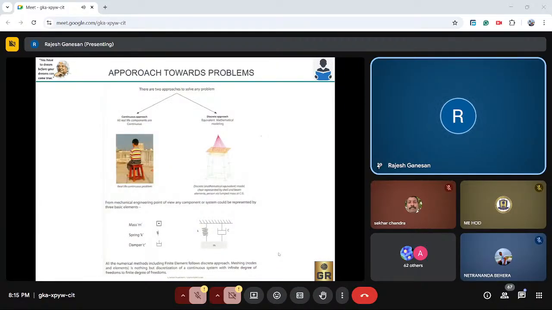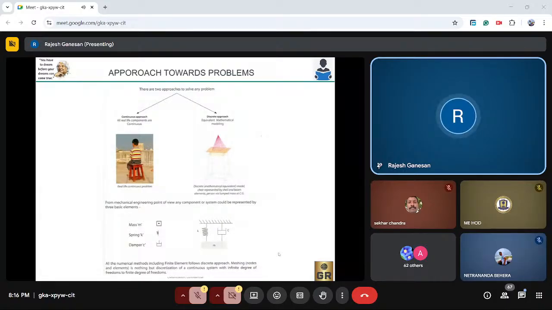The next one is the approach towards the problem. There are two types of approaches: one is the continuous approach, one is the discrete approach. You can see the picture. One boy is sitting on a stool, where in the mathematical approach we say that the stool is creating a load, as we are placing a load on it. So we have real-time things, like the continuous approach. This is the discrete approach. The continuous approach means it is a real component; we place it, observe it, and do the analysis study.